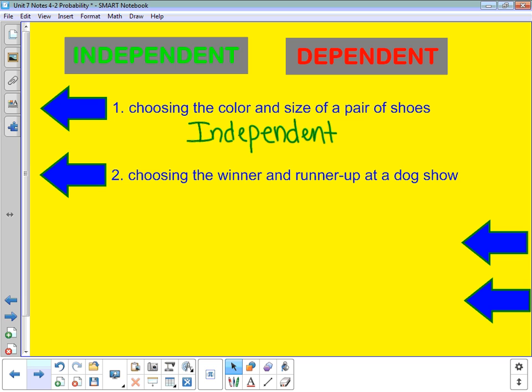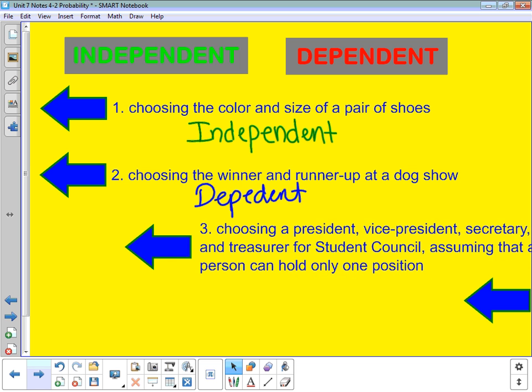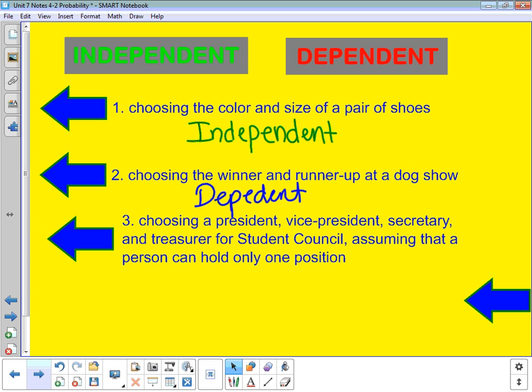Next, choosing the winner and a runner-up at a dog show. So let's say I decide who the winner is. Okay, can you be the winner and also be the runner-up? Well, no, you can't. Okay, you can't be the winner and the runner-up. So once I've chosen the winner, I have one less person I can choose for the runner-up. So the runner-up is dependent upon the winner. So that makes this a dependent event.